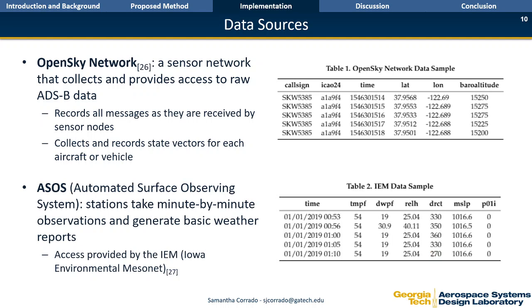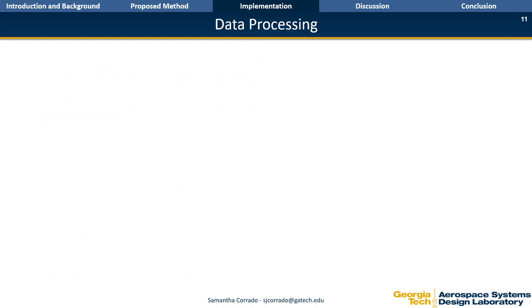Additionally, ASOS data was extracted. ASOS stations take minute-by-minute observations and generate basic weather reports. Access to the processed weather reports is provided by the Iowa Environmental Mesonet. A sample of the information extracted can be seen on the right. Specifically, the mean sea level pressure column is important to this work in computing a height above ground level because it enables a correction of the airport altitude to barometric altitude.